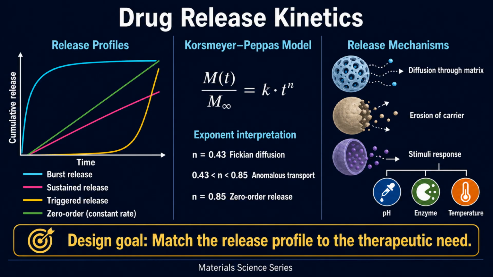The release exponent n indicates the mechanism. n equals 0.43 for Fickian diffusion through spherical particles. Values between 0.43 and 0.85 indicate anomalous transport combining diffusion and erosion, and n equals 0.85 approaches zero-order release.